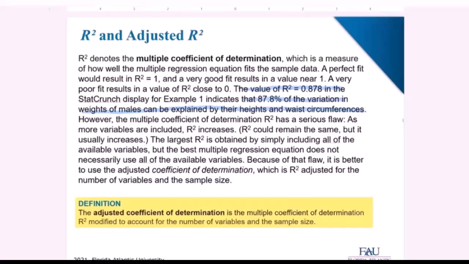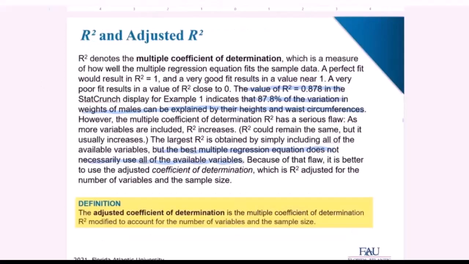However, the multiple coefficient of determination R squared has a serious flaw. As more variables are included, R squared increases. R squared could remain the same, but it usually increases. The largest R squared is obtained by simply including all of the available variables. We would think that the bigger R squared is, the better, but that's not necessarily true. That's why we're looking at the adjusted R squared. The largest R squared is obtained by simply including all of the available variables, but the best multiple regression equation does not necessarily use all of the variables.